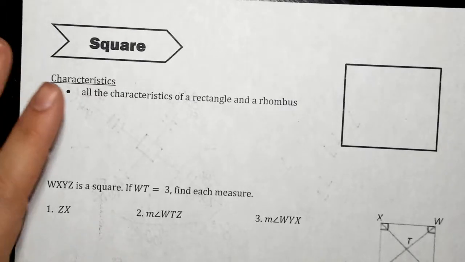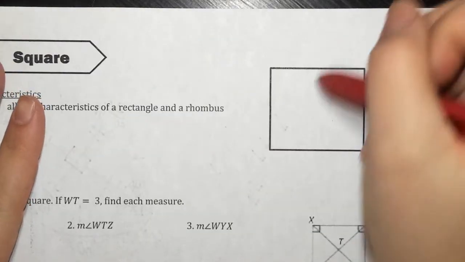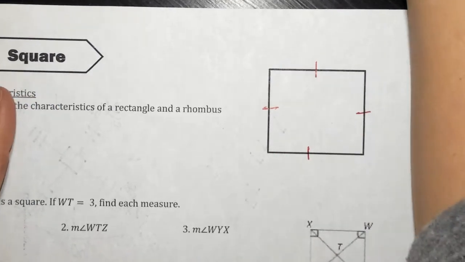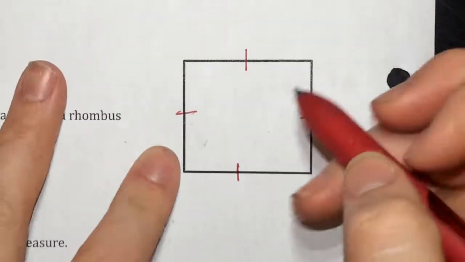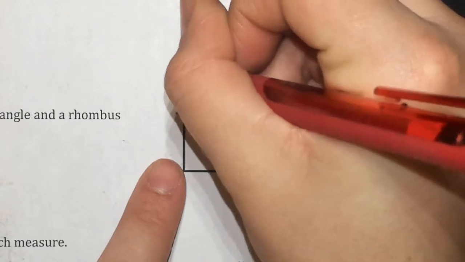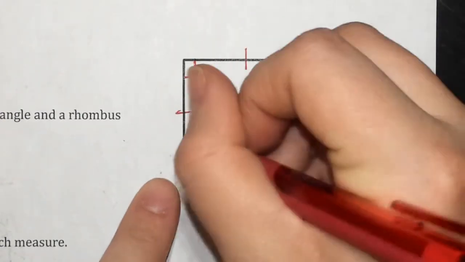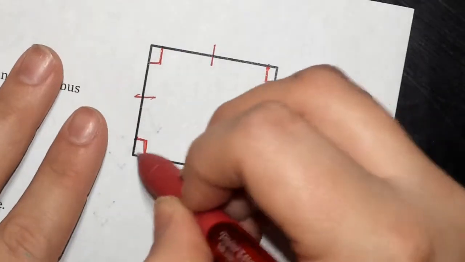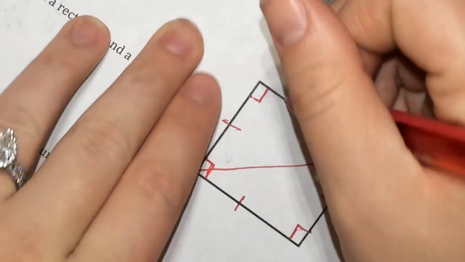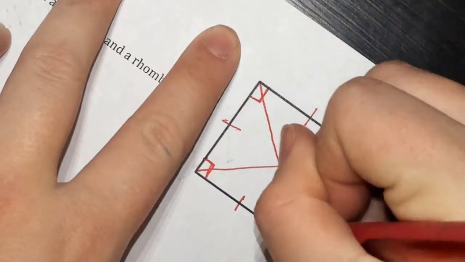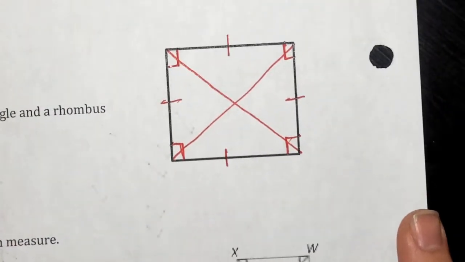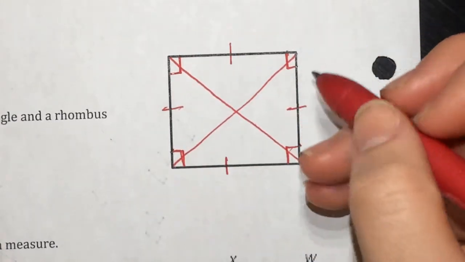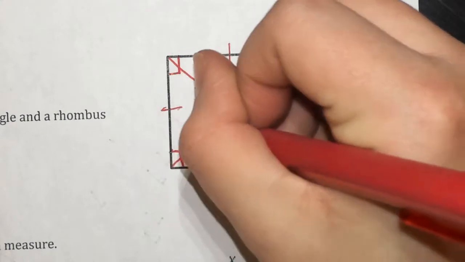Everybody see square? Alright, so in a square, are all the sides the same? Yes. Okay. Another property of a square is that all of the angles are 90 degrees. Okay, then draw your diagonals. Okay, so we have all the sides are the same. All the angles are 90. Good news. We're back to all of these being the same.